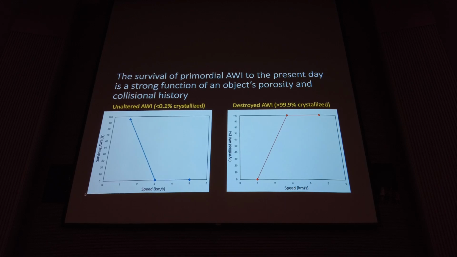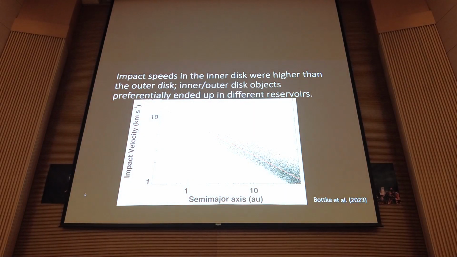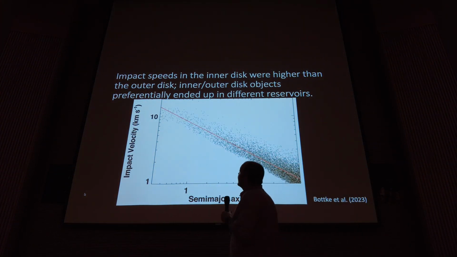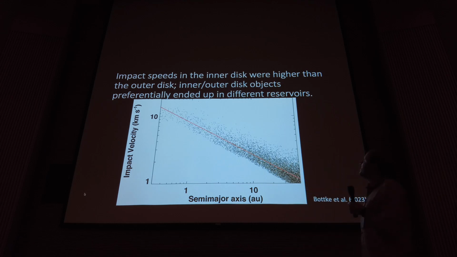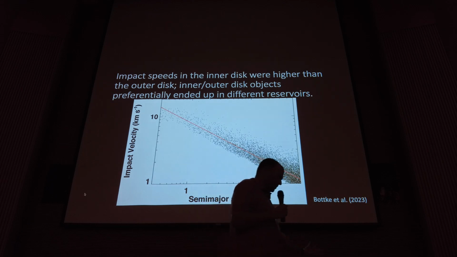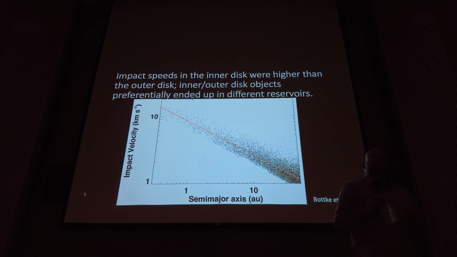So what can we do with it? Well, we can look at the protoplanetary disk during planet migration, and we can see that impact speeds in the inner disk were much higher than in the outer disk. And this can lead to differences in the amount of material that ends up in each reservoir, or how much amorphous water ice is present in each reservoir. By this I mean if the two comet reservoirs, the TNOs versus the Oort cloud, have different collisional histories, and we can expect, I'm sorry, I'm getting ahead of myself.